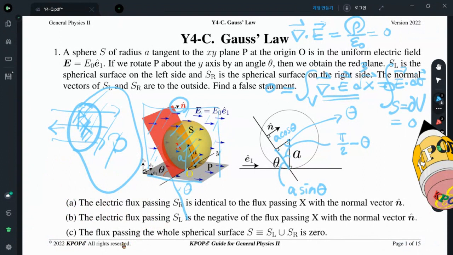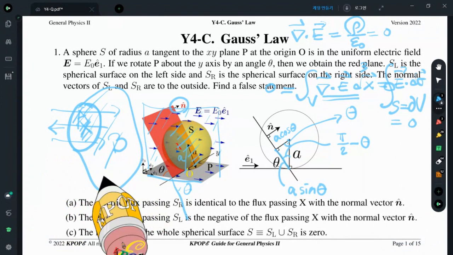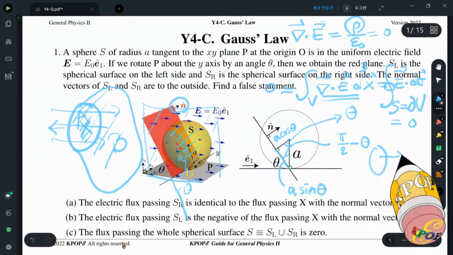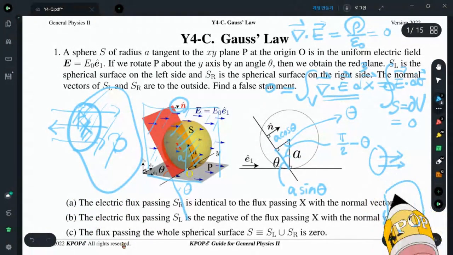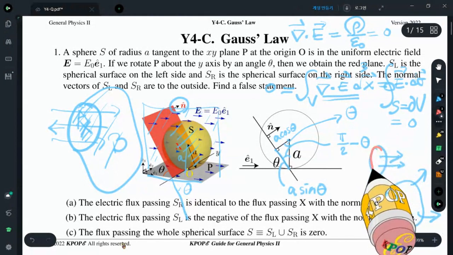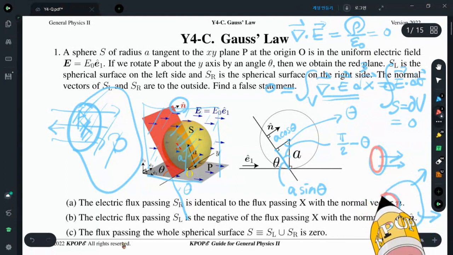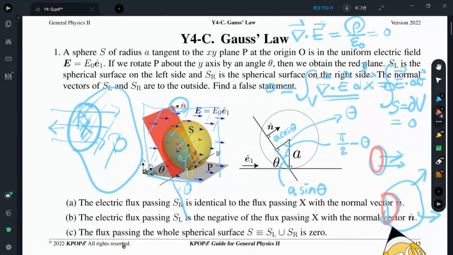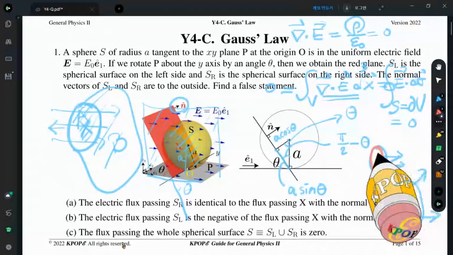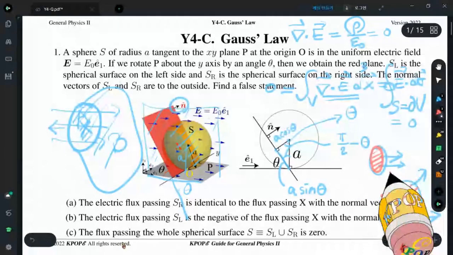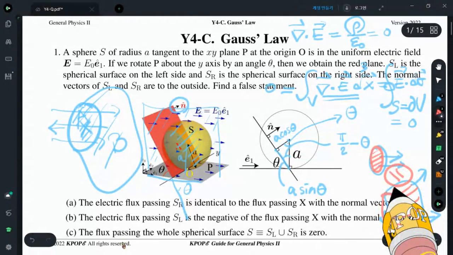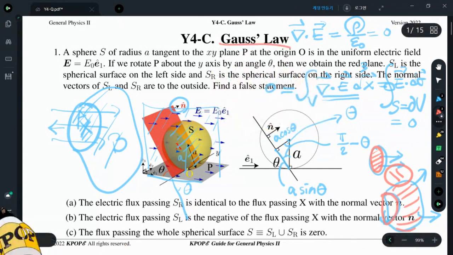Okay? That's the reason why flux passing in this way and flux passing in this way, whenever they share the boundary, the shape doesn't matter. The value of the flux passing this surface or this surface, they are the same, identical to each other. That is the crucial point of Gauss' law.